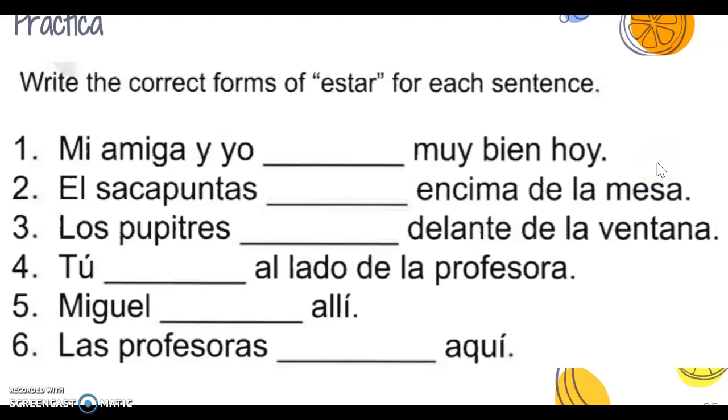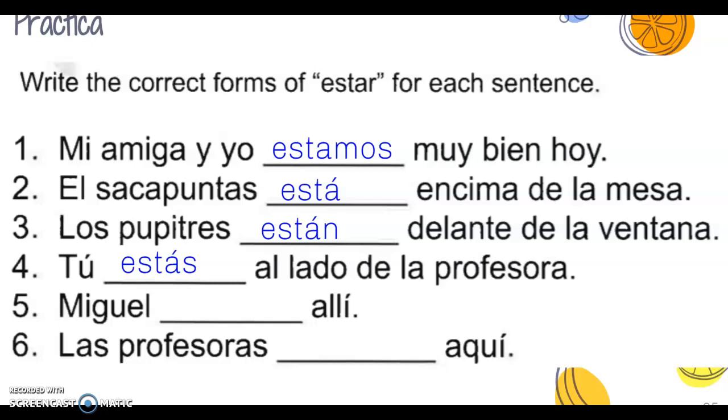All right, so let's see how we did. So you should have mi amiga y yo estamos muy bien hoy. My friend and I are well today. El sacapuntas está encima de la mesa. Pencil sharpener is on top of the table. Los pupitres están delante de la ventana. The desks are in front of the window. Tú estás al lado de la profesora. You are next to the professor.